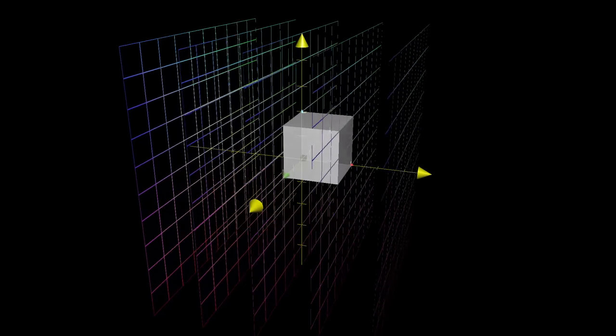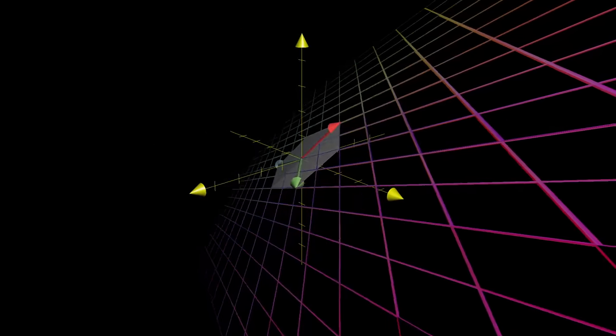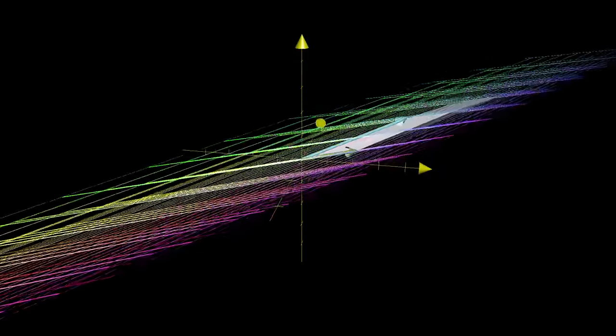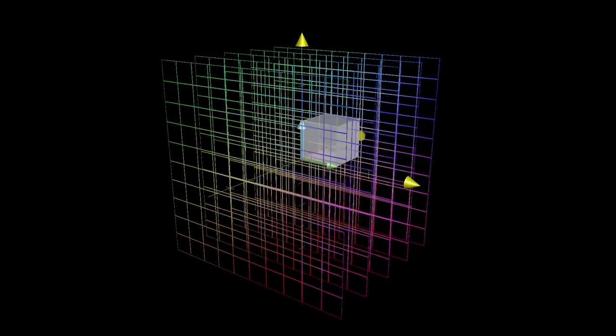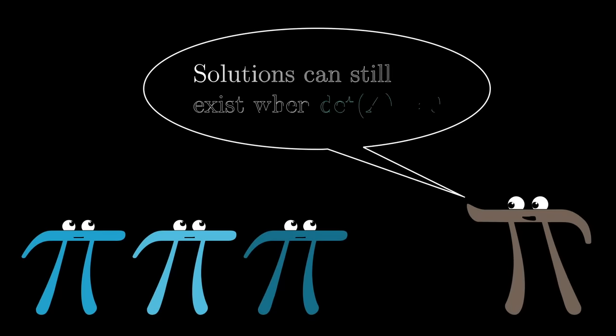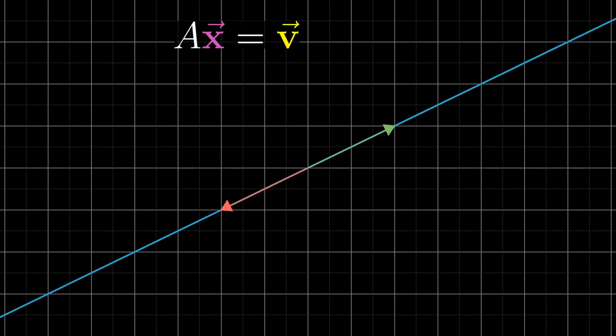Similarly, for three equations and three unknowns, there will be no inverse if the corresponding transformation squishes 3D space onto the plane, or even if it squishes it onto a line or a point. Those all correspond to a determinant of zero, since any region is squished into something with zero volume. It's still possible that a solution exists even when there is no inverse. It's just that when your transformation squishes space onto, say, a line, you have to be lucky enough that the vector V lives somewhere on that line.